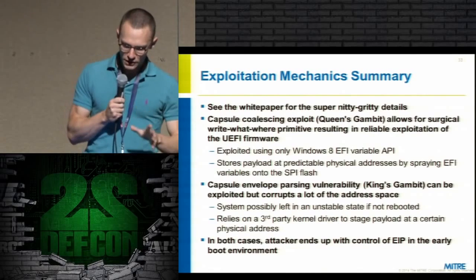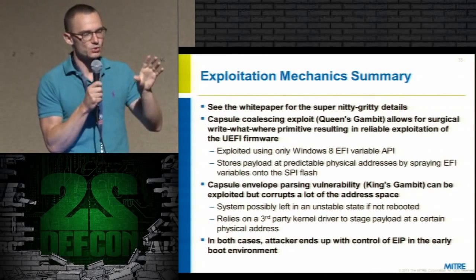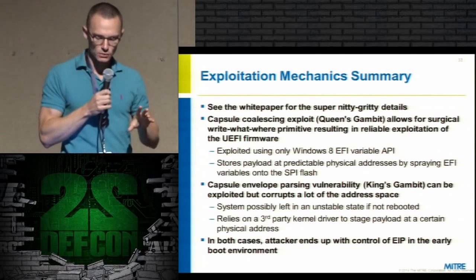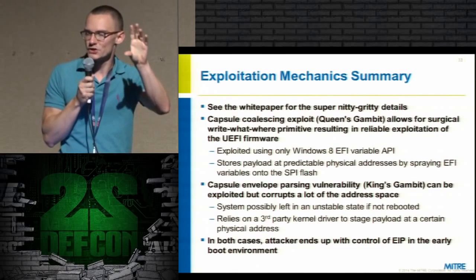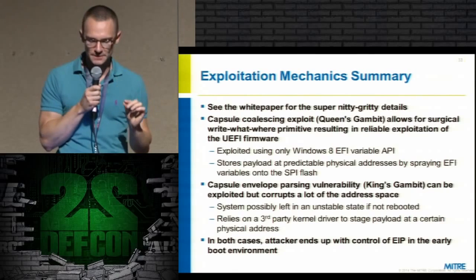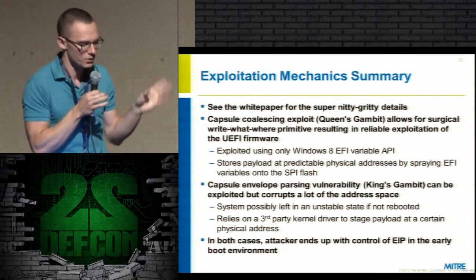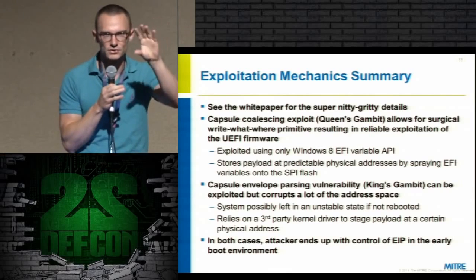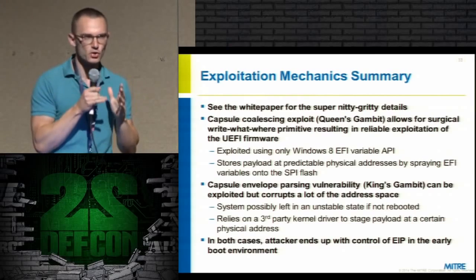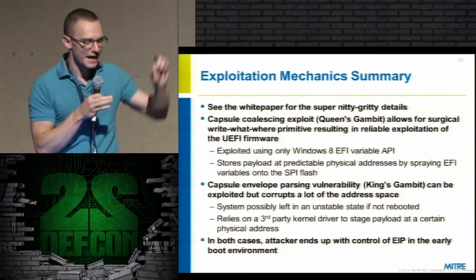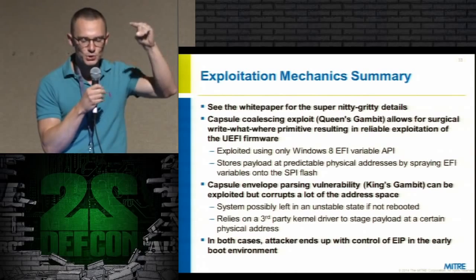Now, what else is interesting is that we're able to exploit the Queen's Gambit vulnerability using only that special Windows 8 EFI variable API. Part of the exploitation process required me to stage certain things at certain physical addresses in the address space. Normally in Ring 3 you cannot do this. If paging is disabled and so forth, you won't have access to all of the physical address space to put things where you want. But I found that by further abusing the Windows 8 EFI variable API, I could spray the contents of the flash chip with a heap spray and just create many of these UEFI variables.